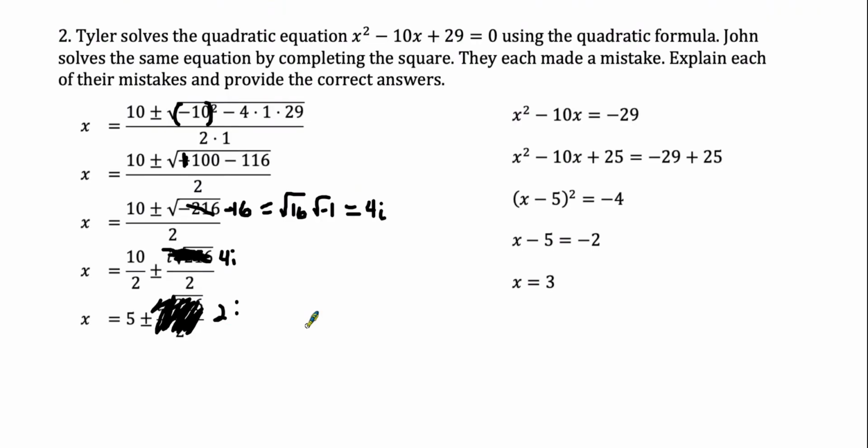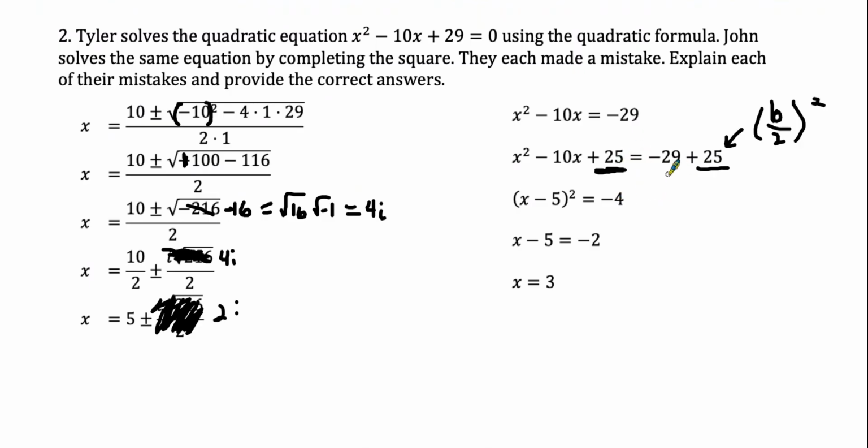So let's do the same problem then by completing the square. John solved by completing the square. On his first step, he subtracted the 29 over, and then he said, okay, I need to add the same thing to both sides. Remember, when we are completing the square, that value that we are adding to both sides should be whatever my b value was, in this case, -10 divided by 2 squared. So -10 divided by 2 is -5. -5 squared is positive 25. So it looks like he did that part correctly as well.